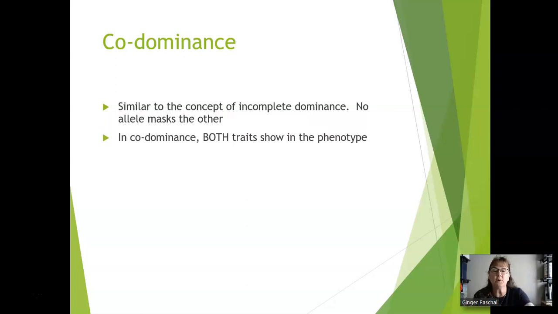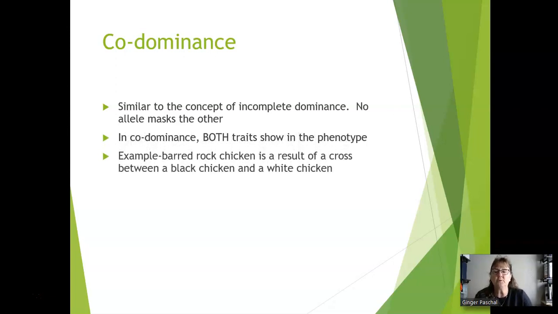So in codominance, both traits are shown in the phenotype of the offspring. An example would be a barred rock chicken, and it results in the cross between a black and a white chicken. So again, our Punnett square is going to look like this. If we have a black crossed with a white, we've got capital letters for both.